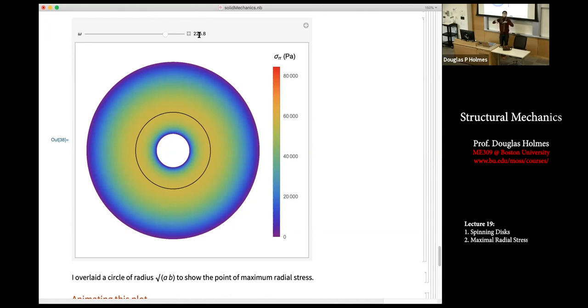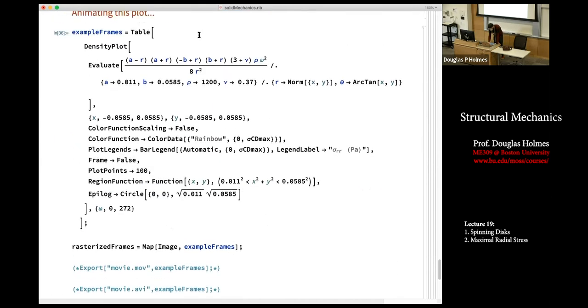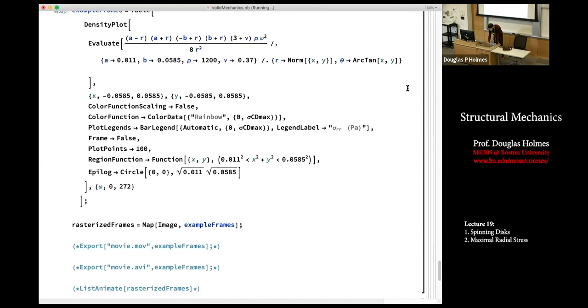And you can see that the stress profile on this disk is very different than the stress profile of a thick wall pressure vessel. I think I can animate this thing. I don't think I ever did it. I don't know if it'll work. We can try it, I guess. This might yell at me.